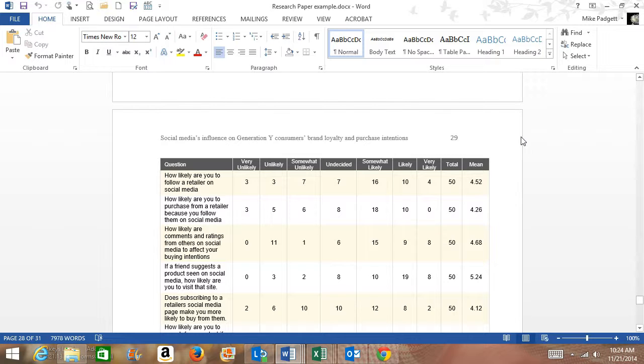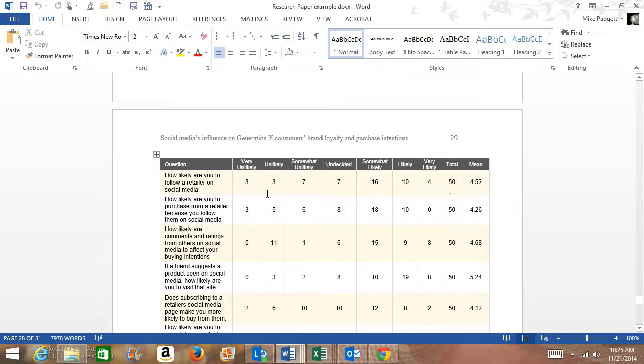This is in the appendix of that paper, and this is the Likert scale questions, and you're going to want to figure the median and the interquartile range for all of your Likert scale questions. So we're going to take this first question. The scale is from very unlikely to very likely, and that is a 1, 2, 3, 4, 5, 6, 7-point scale. We have a total of 50 respondents.